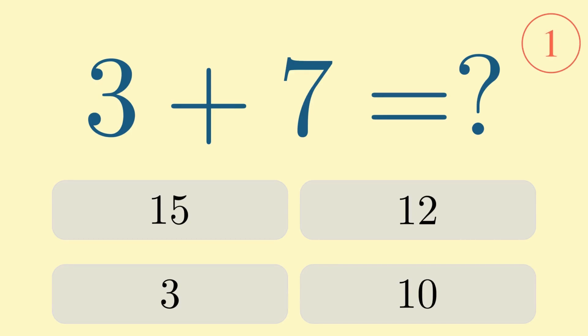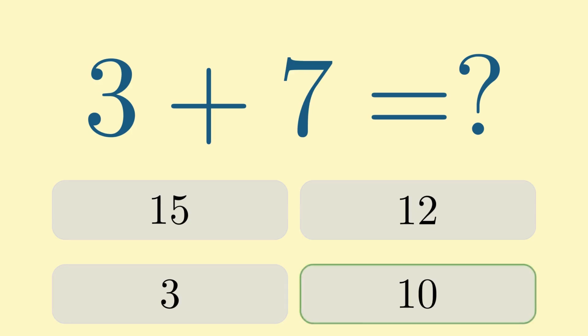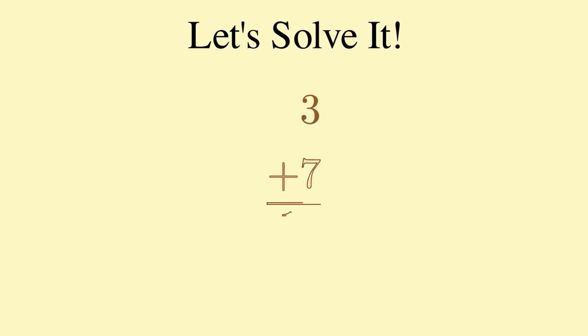Time's up. The correct answer is 10. Now, let's see how we got this answer. When adding 3 and 7, we align them in column format. 3 plus 7 equals 10.